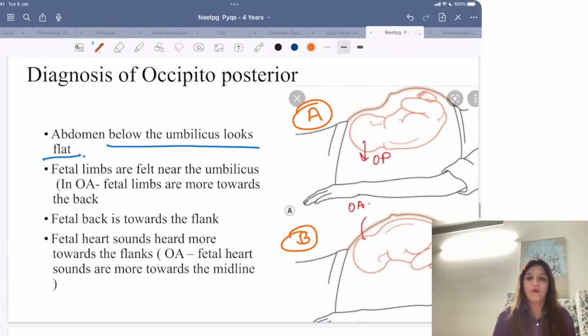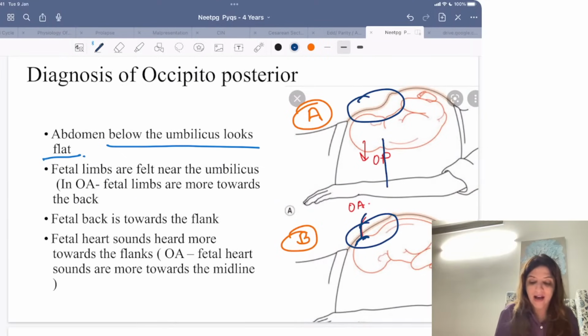See over here. When there is occipito-posterior position, can you see just below the umbilicus, there is a flattening, whereas in occipito-anterior, this over here is occiput, so this is occipito-anterior. There is no flattening, number one. Number two, always you can hear fetal heart sounds best through the back of the baby. Because over here the back of the baby is towards the flank, that is why fetal heart sounds will be heard over the flank.